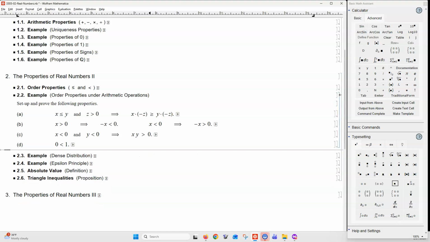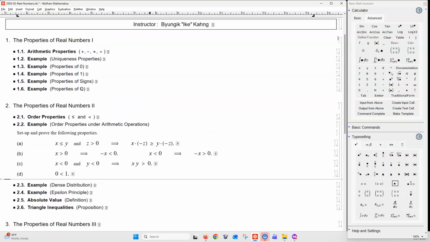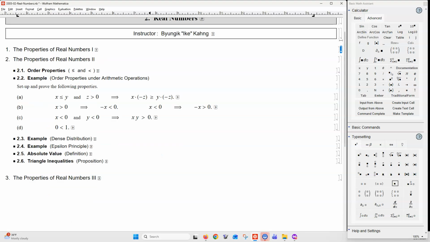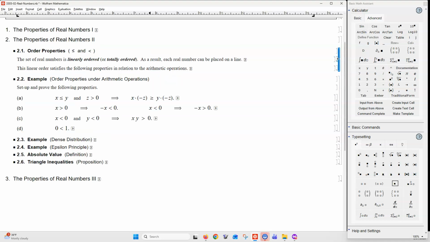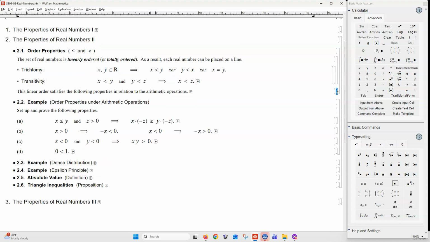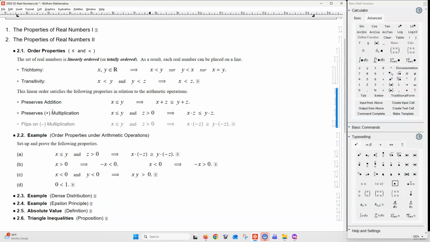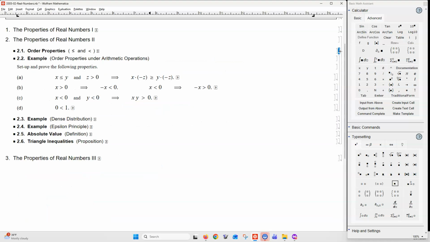And of course, that's not the only way to prove it. There are different ways to prove it. In any case, make sure that your proof goes all the way back to the basic properties, those field properties that we discussed in section 1, and then these 4 properties: linear ordering, preserves addition, preserves positive multiplication, those 4 properties.